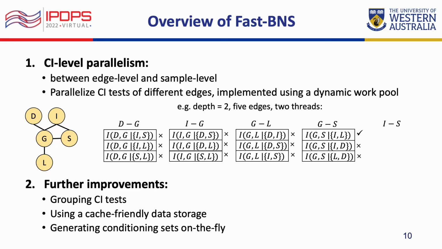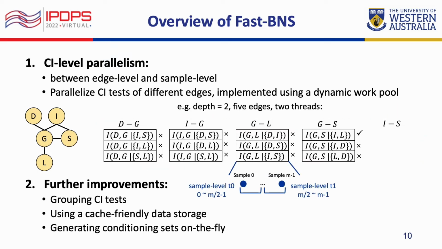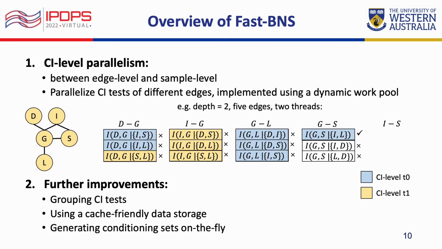Firstly, FastBNS employs a CI-level parallelism, which has a parallelism granularity between edge level and sample level. It is implemented using a dynamic work pool. For example, for depth 2, suppose there are 5 edges and 2 threads. Edge-level parallelism tries to equally distribute the edges to the threads. And sample-level parallelism parallelizes inside each CI test. While CI level is in the middle, it tries to parallelize CI tests for different edges.